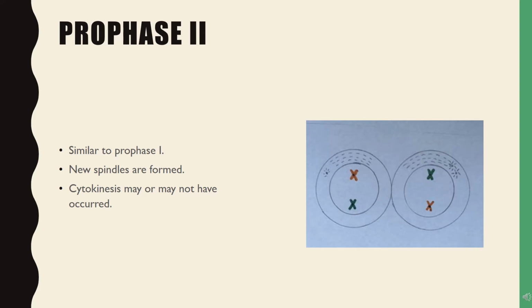So prophase 2 is similar to prophase 1 in that new spindle fibers are formed. However, between telophase 1 and prophase 2, cytokinesis may or may not have occurred. Cytokinesis is the division of a cell into 2 separate daughter cells.